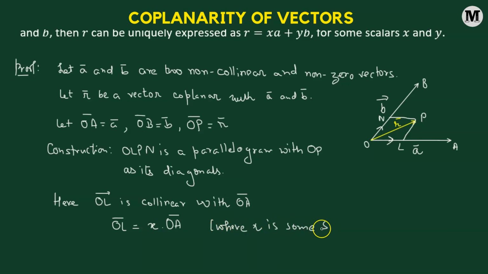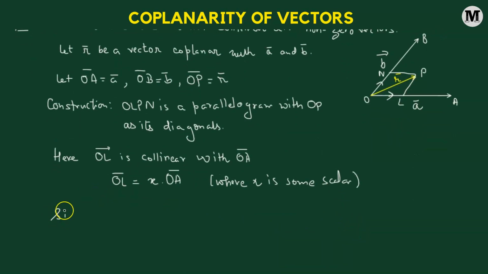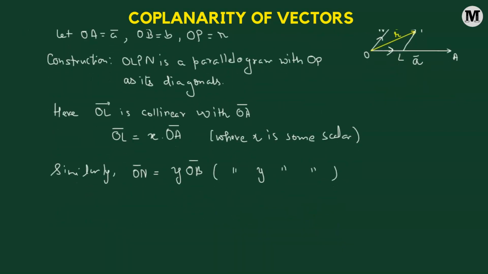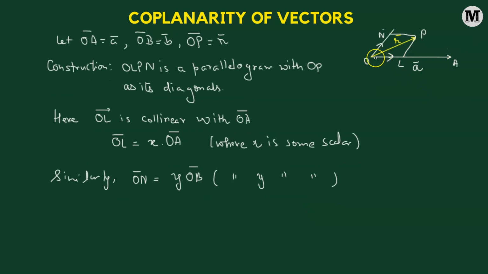some scalar. Now, similarly, ON vector is also collinear with the vector OB. In other words, ON vector is going to be y times the vector OB, where y is some other scalar. Now, we can use the parallelogram law of vector addition. That is going to help us find OP vector. OP vector is simply equal to OL vector added to ON vector.